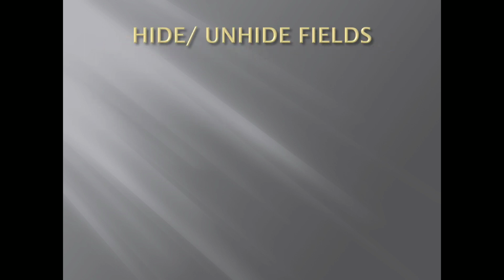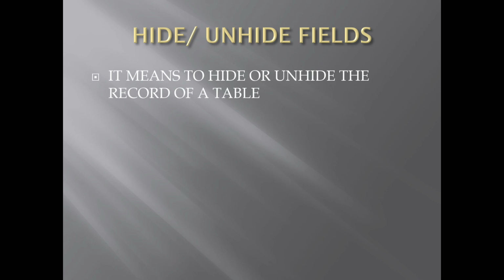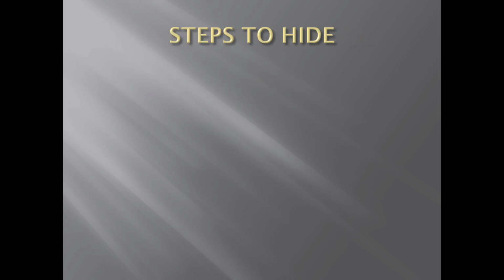Okay, what is hide and unhide field? Yes, you are thinking correct. Hide means to hide something from the table, and unhide means to again bring it back to the table. It means to hide or unhide the record of a table. Steps to hide. Okay, what are the steps to hide? We'll see that it is very simple.